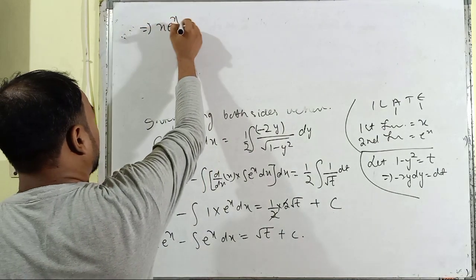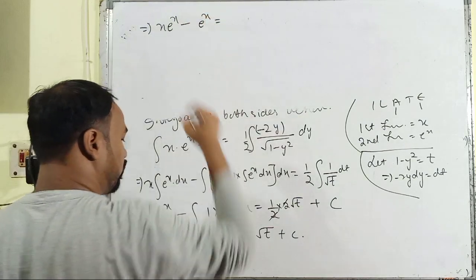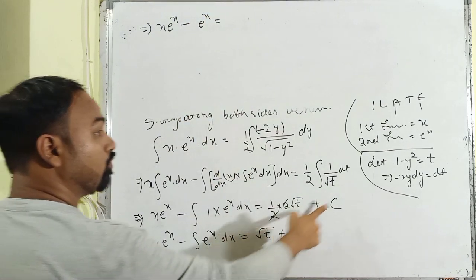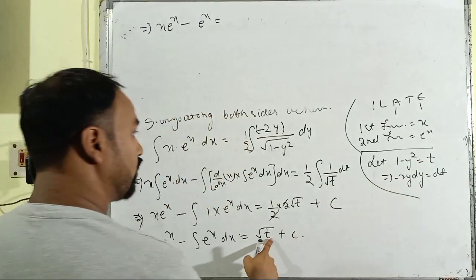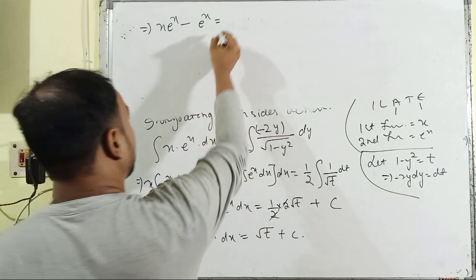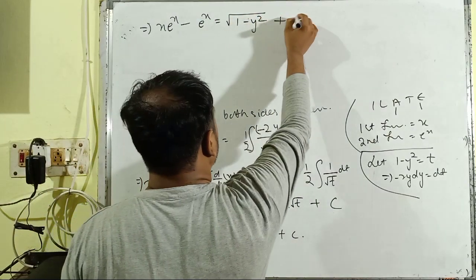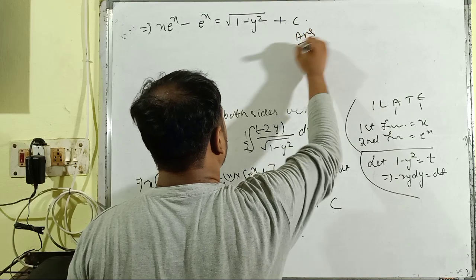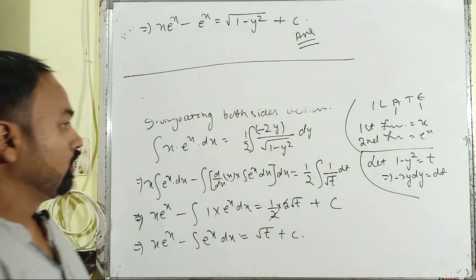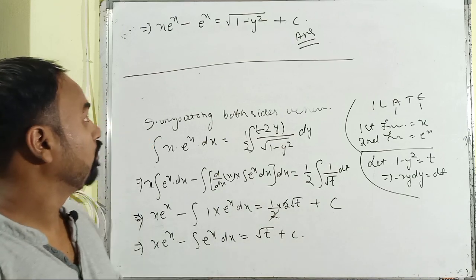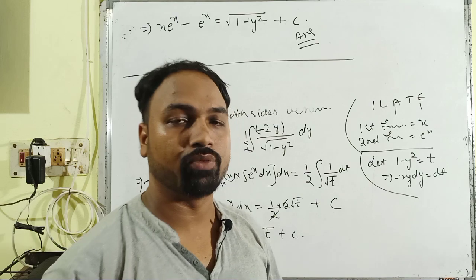x e to the power x minus the integral of e to the power x, it is e to the power x, is equal to, we have to put the value of t here, and the value of t, it is 1 minus y square, so square root of 1 minus y square plus any constant c, and this is your final answer of this problem. So this is the complete solution of the fourth problem of this video session.